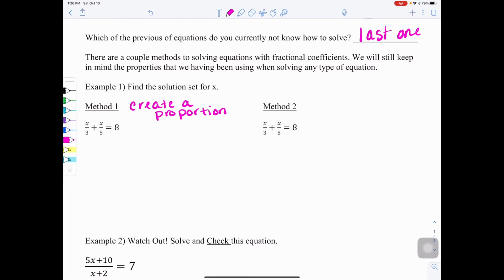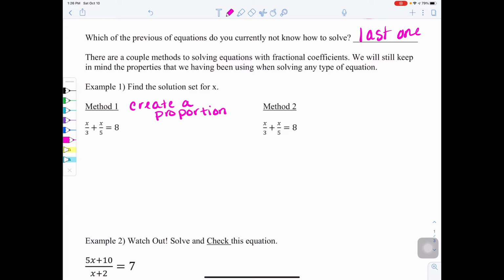Now, showing you these 2 methods, you can look at it in 2 ways. One way to look at knowing these 2 methods is to pick accordingly based on the way the equation looks. So certain methods are going to be easier based on the equation. Another way to look at this is some people decide there's one method they particularly like more than the other, and they just always go with that method. But we want to show you what your options are. So this first one is create a proportion.